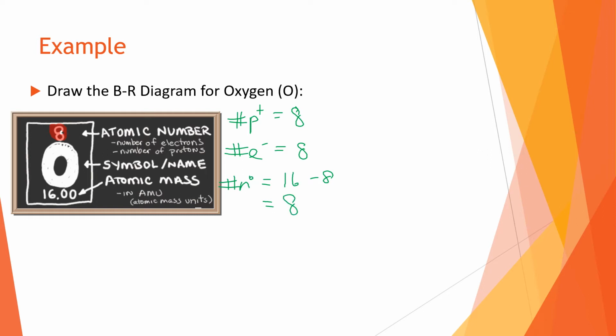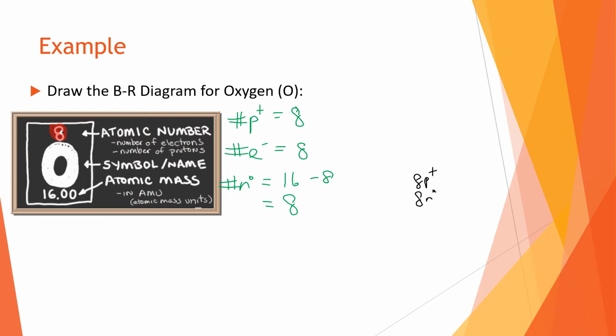So we need to figure out this information first before we go and do the Bohr-Rutherford diagram. So now I'm going to place my protons and neutrons in the nucleus. So I know I have 8 protons and 8 neutrons.